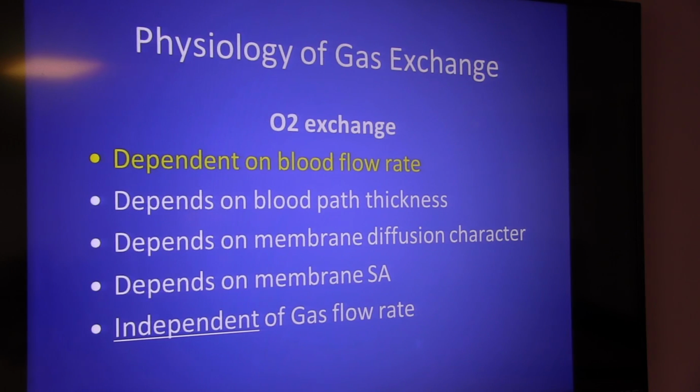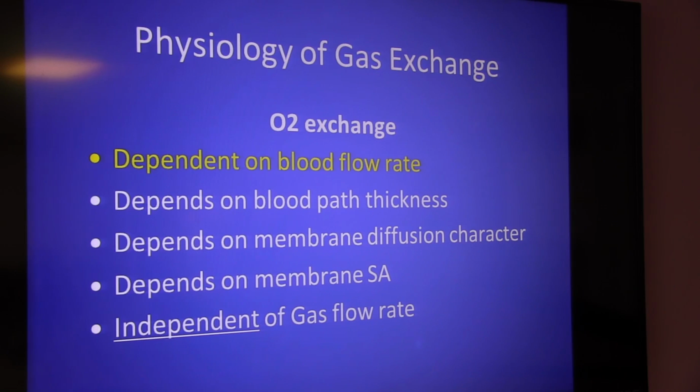So what are the things, I'm going to show you some examples. What are the things that contribute to oxygen exchange? So the biggest one, and the reason it's in yellow, is that it's really dependent on the blood flow rate. So the primary way that we manipulate oxygen delivery on ECMO is to manipulate the blood flow rate. But it also depends on the blood path thickness, on the membrane diffusion character, on the membrane surface area, but the biggest thing is oxygen delivery is independent of the gas flow rate.